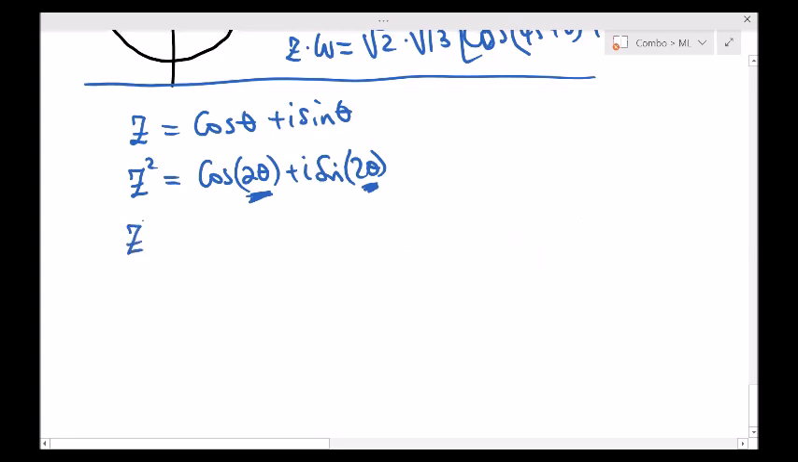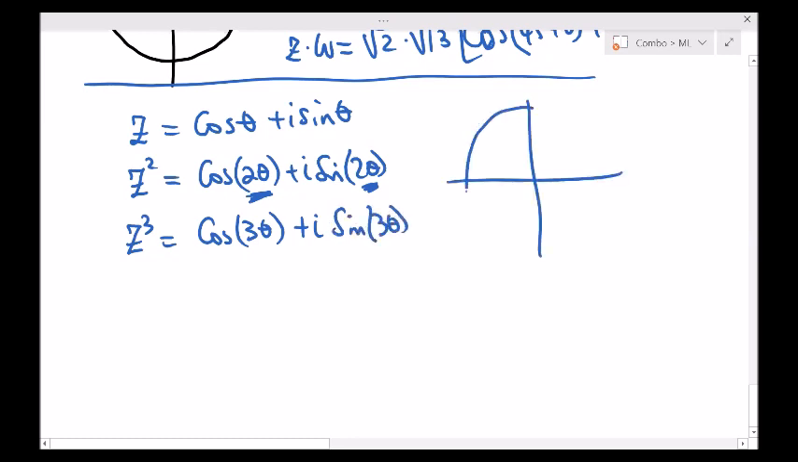How about z cubed? Cosine of, yes, that would be 3. It will be tripling the angle, right? Sine of 3 theta. So basically what we are saying is if you are in the complex plane, and this is the complex number z with angle theta here, z squared is somewhere here. You just rotate it by that same angle theta. z cubed will end up here.